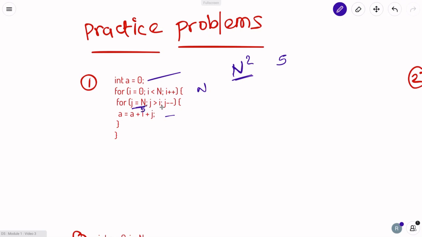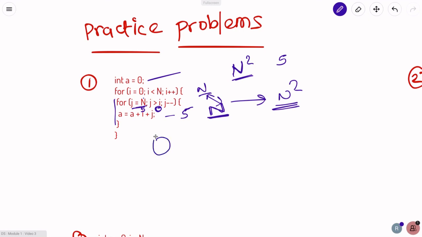Let's assume that n is 5, so j starts from 5, and when i is 0, this loop is going to execute 5 times, that is n times. So at max, this loop is going to execute n times, so n into n, that is n squared. This is the maximum degree we are going to have for this polynomial, or for the actual running time of the program. So we can say that this program is going to take big O of n squared time. This is a quadratic complexity.